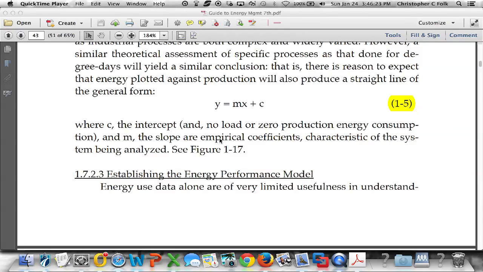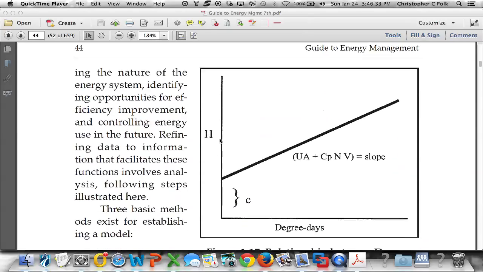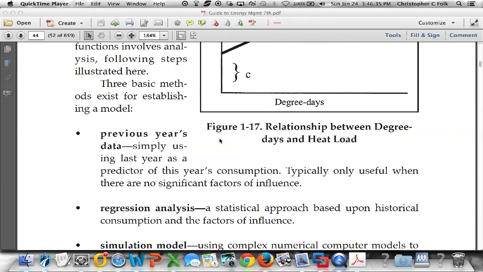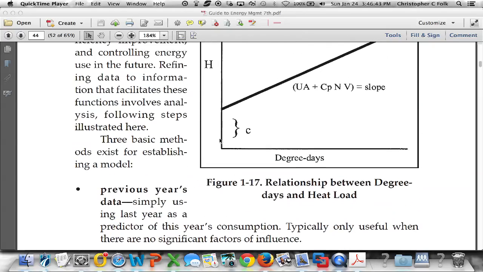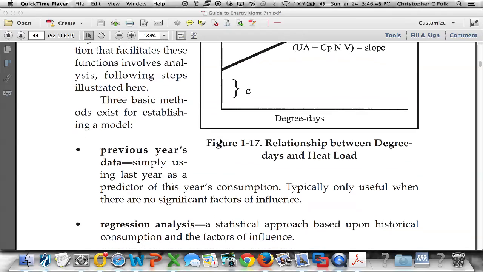So as I mentioned, the linear analysis we're going to be performing is known as two-variable regression analysis. And as we see here on page 44, this is a statistical approach based on historical consumption and factors of influence. All right. So we're going to learn how to do this three ways. One, using a handheld calculator. Two, using an online calculator. And finally, we'll be using a spreadsheet, specifically Microsoft Excel.